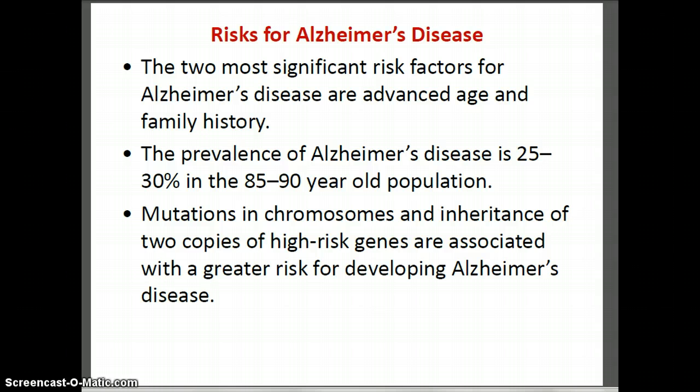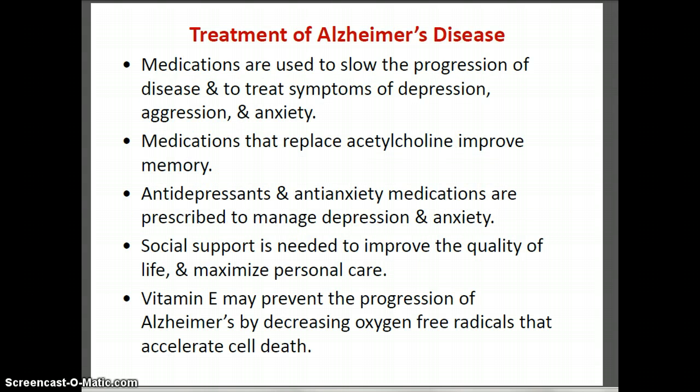Most of the people with Alzheimer's disease are over 85 years of age, and 25 to 30% of that age group does suffer from the disease. There may be mutations in chromosomes. Again, this is not always the case, but it is associated with greater risk. Treatment: medications to slow the progression, antidepressants, anti-anxiety.